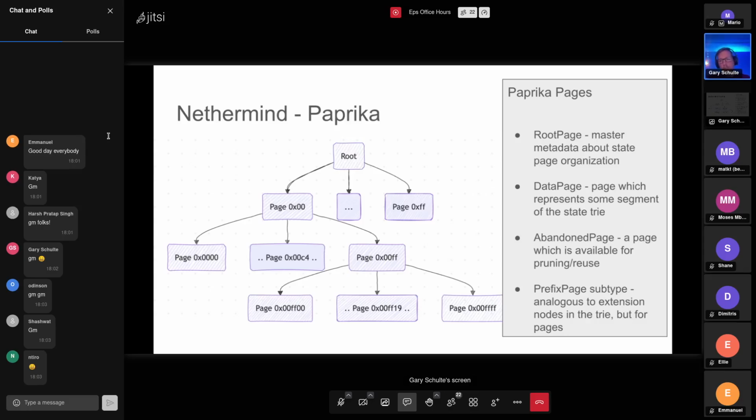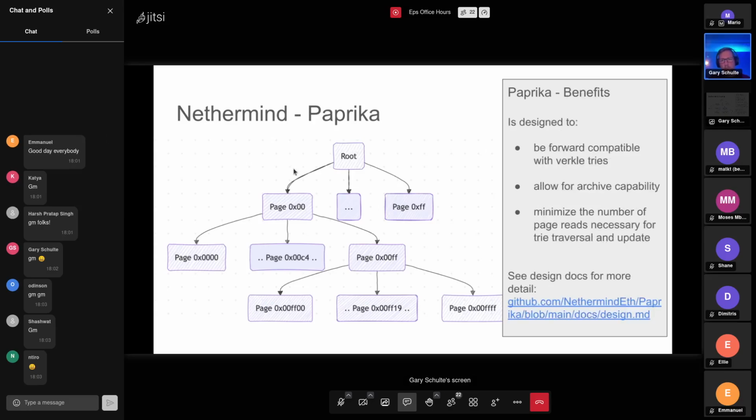But yeah, keep an eye on that. It seems pretty interesting. Like I said, forward compatible with Verkle. There is capacity in the design for archive. I don't think that it's implemented, but I think there's design capacity for having an archive node using Paprika. And check out the design docs. They've got a good design doc on Paprika at the Nethermind GitHub repo. Go to Nethermind ETH Paprika under docs design. It's a pretty good primer on that.